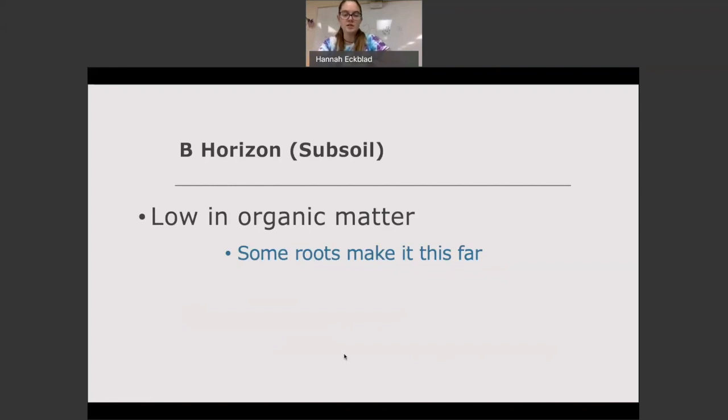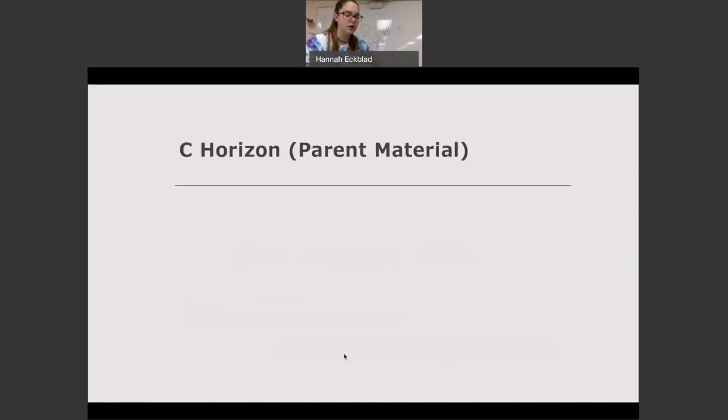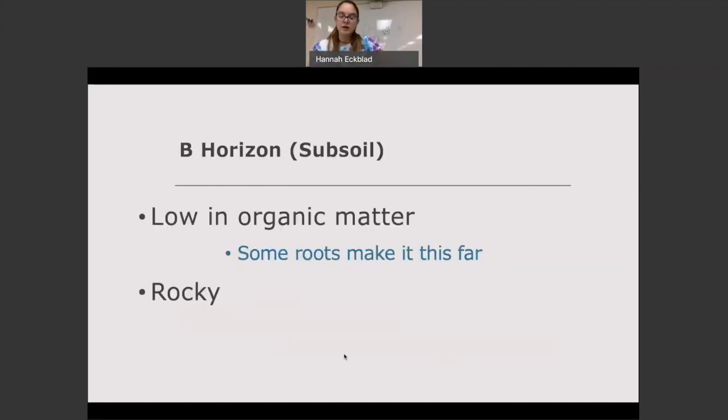So the B horizon, also known as the subsoil, it's low in organic matter. Doesn't mean non-existent organic matter. Some roots will make it that far, occasionally a few insects, but it tends to be really, really rocky. Not so rocky that roots can't get there, but it isn't as nice as our topsoil or our A horizon.